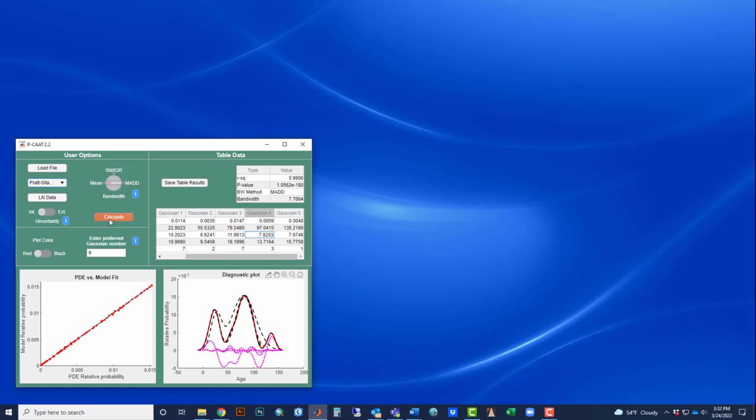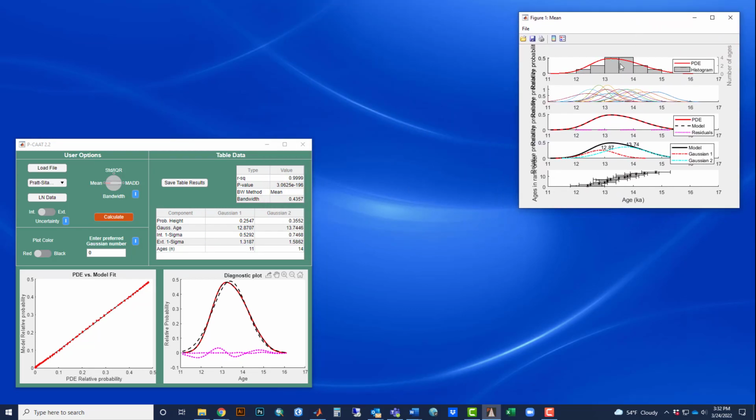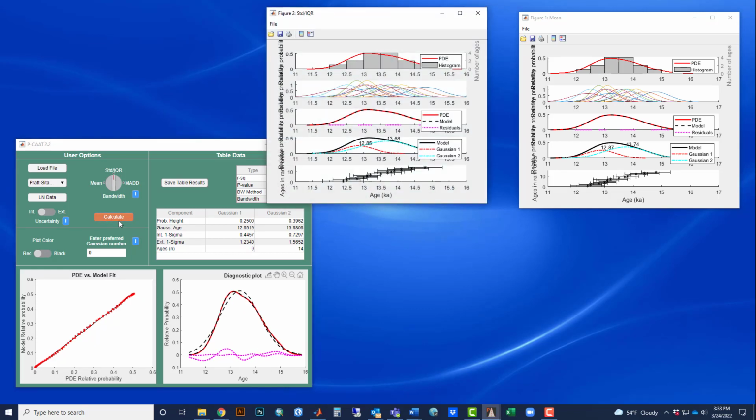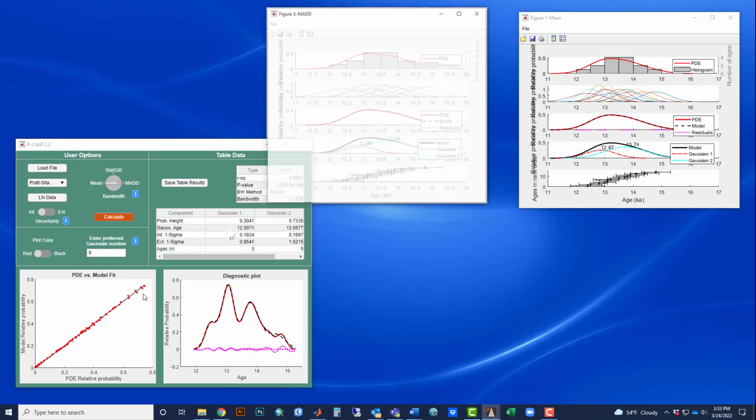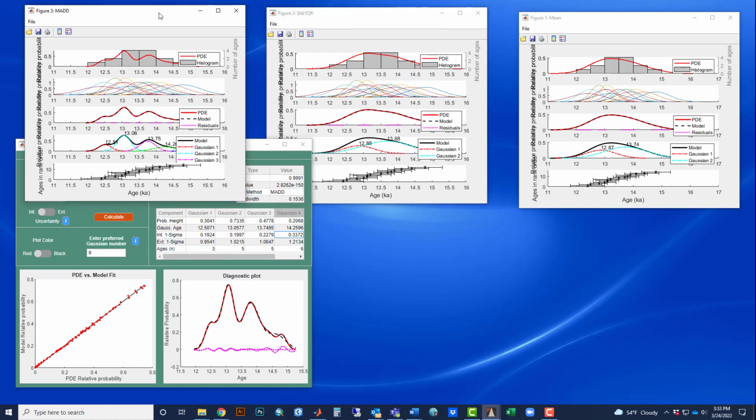Pratt's 2011 data. This should be a good example of a moderate or more ages that are well clustered. Using the mean bandwidth, again, we see that we have a good solution here in our model fit plot. So let's move on to standard deviation. This is also a pretty reasonable fit. And let's move on to MAD. And this is also another reasonable fit in our model. So let's look at these three plots now.